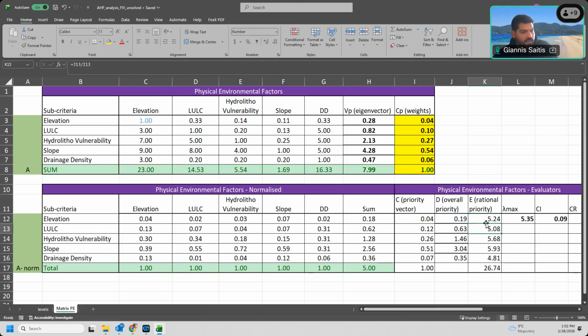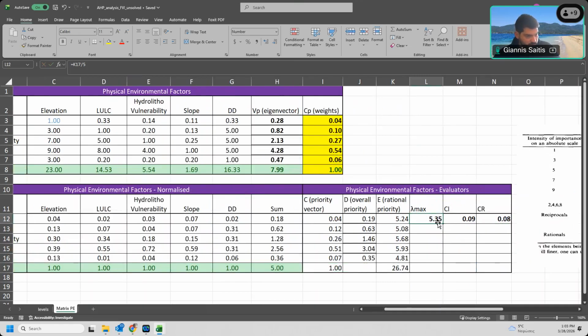Okay, and finally, you also do the summarize in order to calculate the L max, which is the summarize of the rational priority divided by the number of our criteria, 5. Okay, so L max is the rational priority sum divided by the number of our criteria.